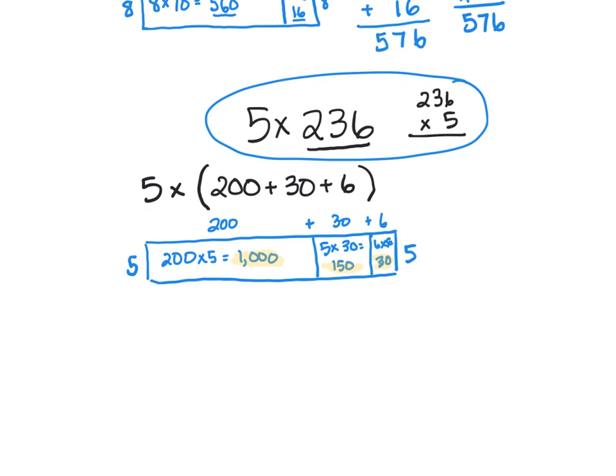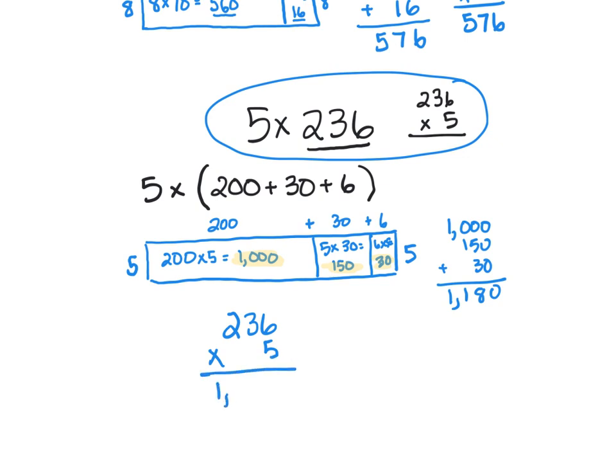So I'm going to add those together. And I'm going to do 1,000. Everything is lined up by place value. 150 plus 30. 0. 5 plus 3 is 8. 0 plus 1 is 1. 1. 1,180. I shouldn't say my "and." So 236 times 5 is going to give me 1,180.